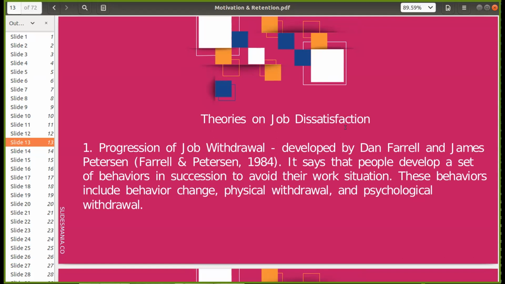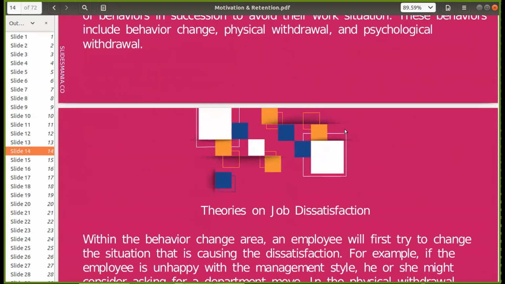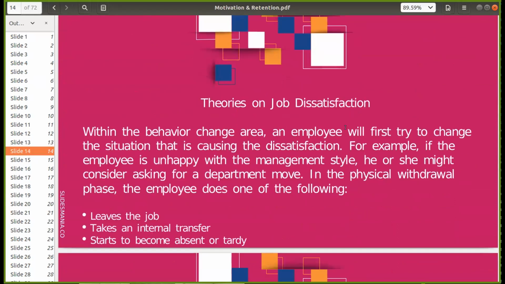Okay, 1984. Okay, so it says that people develop a set of behaviors in succession to avoid their work situation. Okay, hanggat maaari, iwasan nila yung trabaho nila o yung sitwasyon nila sa trabaho nila. So these behaviors include the behavior change, physical withdrawal, and psychological withdrawal. Sa behavior change, ang employee, tatry niya munang baguhin yung sitwasyon niya na nagkakos sa kanya ng dissatisfaction. Halimbawa, hindi na siya masaya sa management. So ngayon, magtatanong siya kung pwede siyang ilipat ng department.